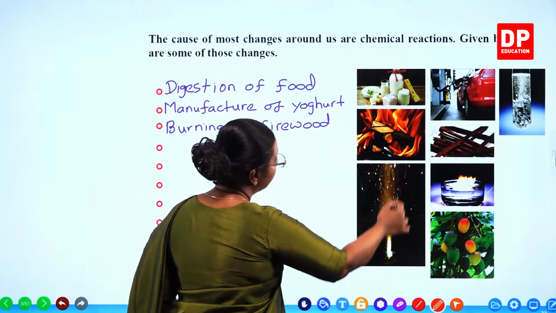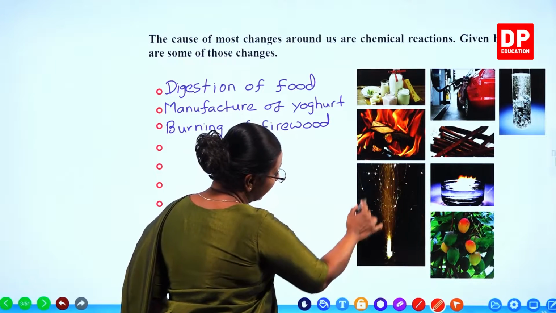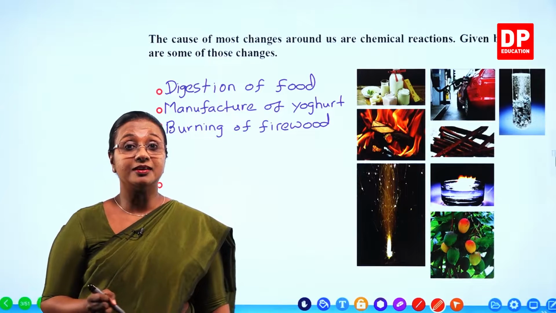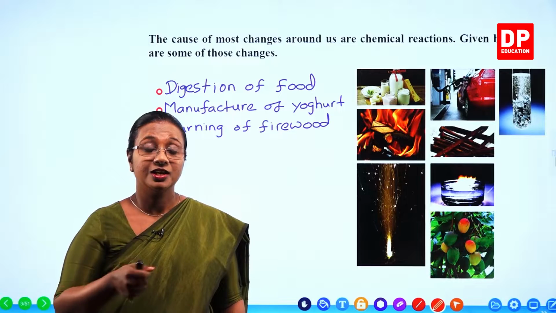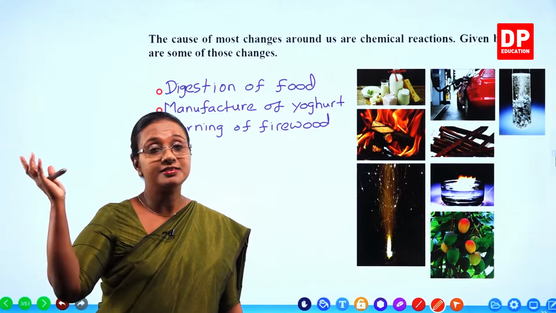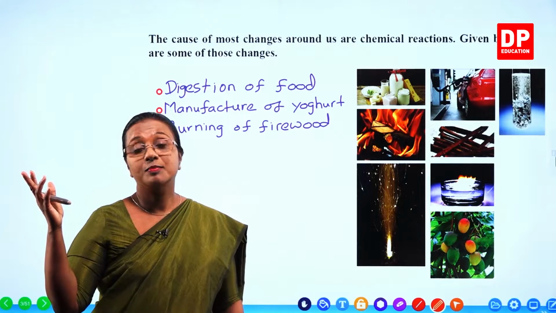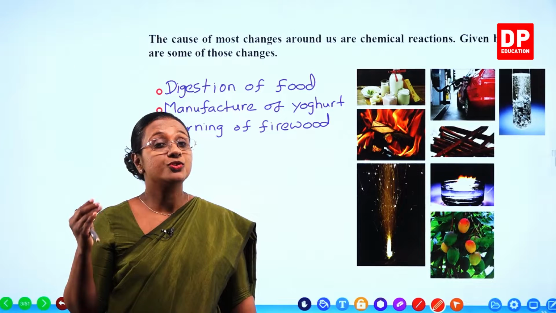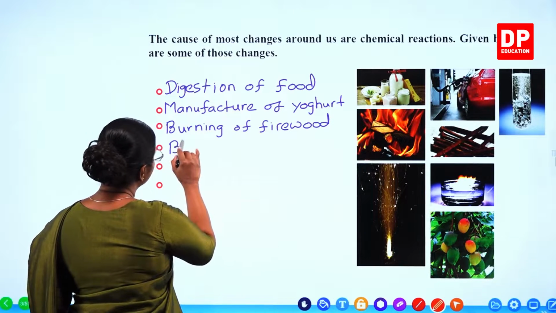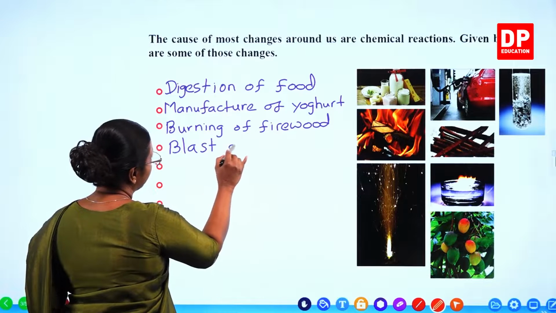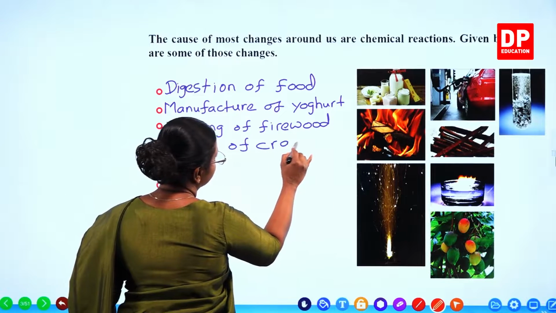Then this one, compared to the burning of firewood, look at this. Blast of a cracker. How long does that take? A few seconds. You light the cracker, it just sparkles or it just blasts and you hear the sound. So that is very fast. So blast of cracker, that is also a chemical reaction.